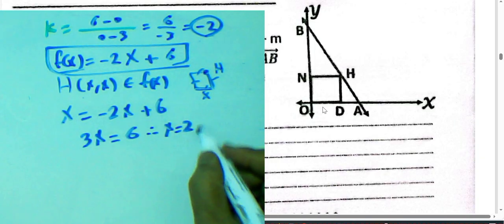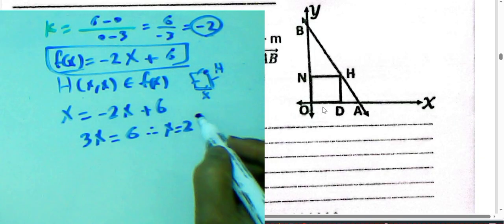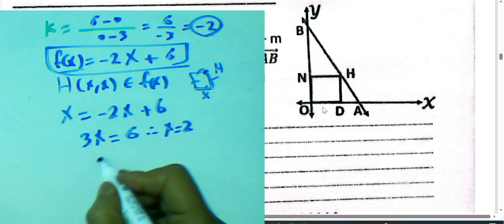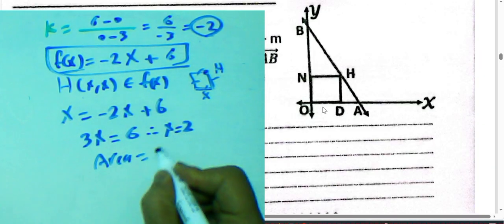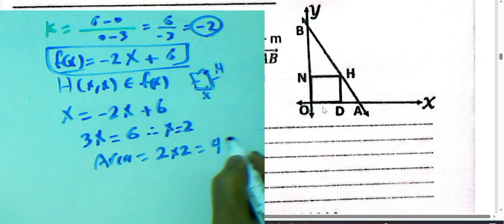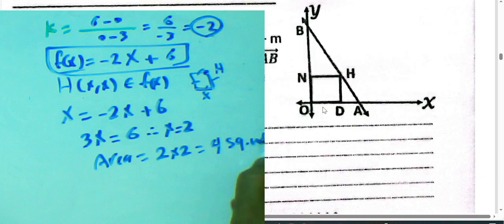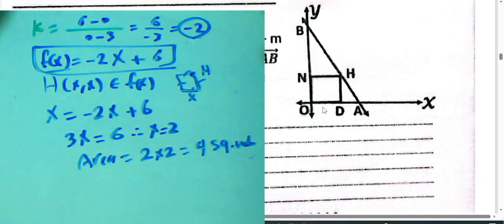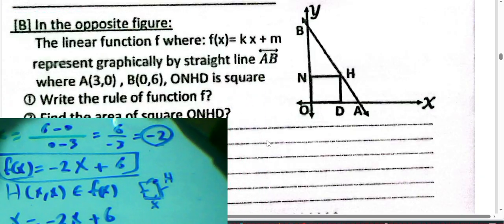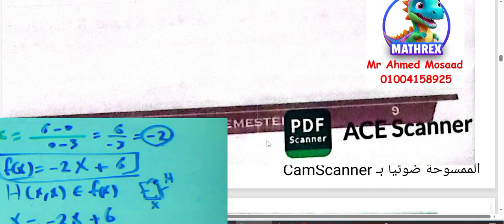Then the area of the square: we found here the length of the square equal to 2 length units. The area of the square equal 2 times 2 equal 4 square units. The area will be 4 square units of this square. Understood? To finish the question now about this exam. Understood?